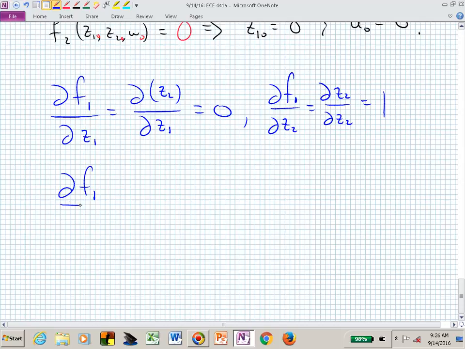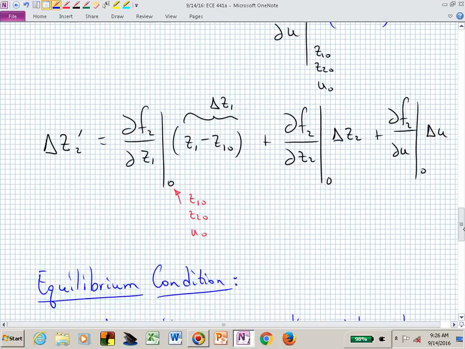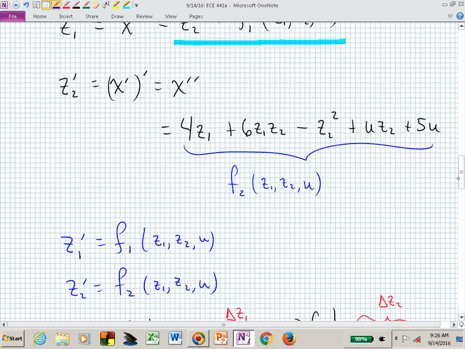Partial of F1 with respect to U. Partial of Z sub 2 with respect to U. That's 0. Now we can start doing our F sub 2's. Partial of F sub 2 with respect to Z1. I don't want to write all of what F2 is. Let's go back and just look at what F2 is and differentiate with respect to Z1.